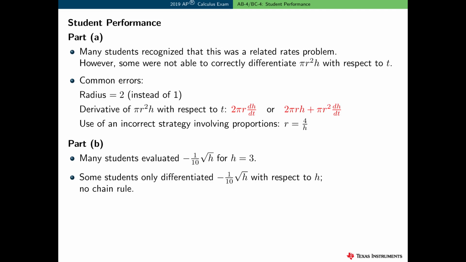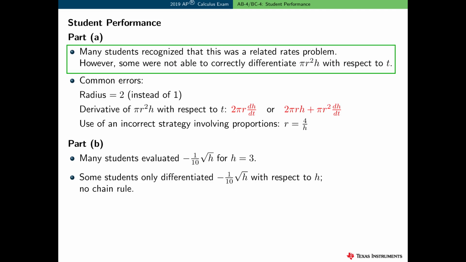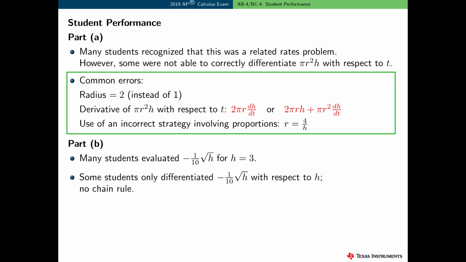Here are some general comments about student performance on this question. In Part A, many students recognized that this was a related rates problem. However, some couldn't find the derivative of the expression for volume with respect to t. Here are some of the most common errors in Part A. Some students used a radius of 2 instead of 1, and 2 common incorrect derivatives of V with respect to t are given here. And some students actually made this problem harder than it was by involving proportions.